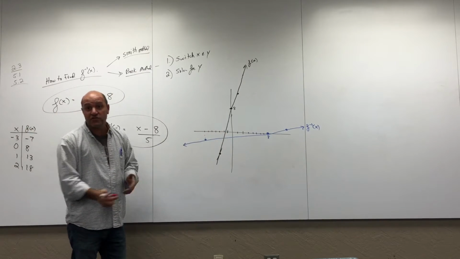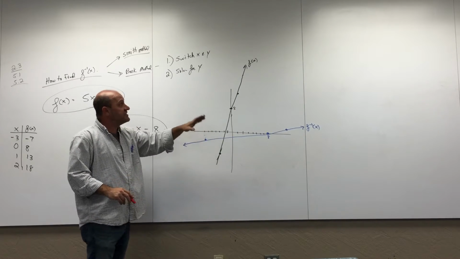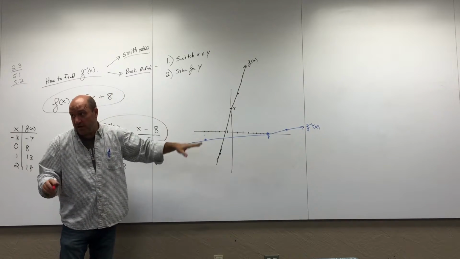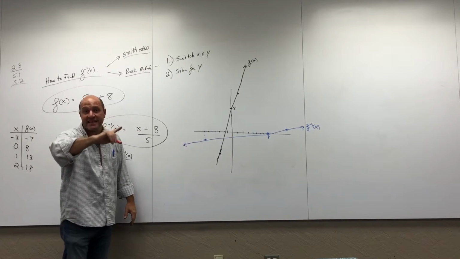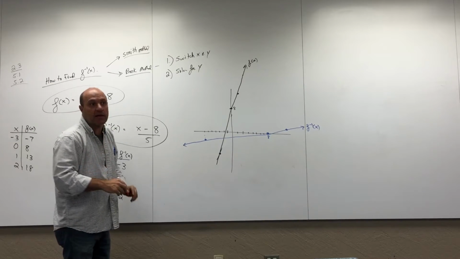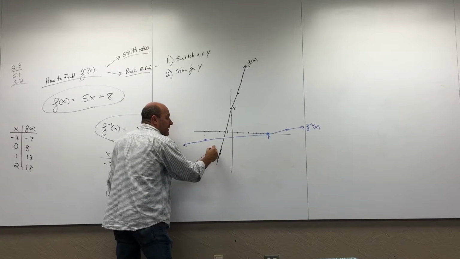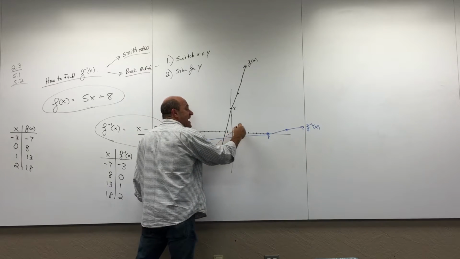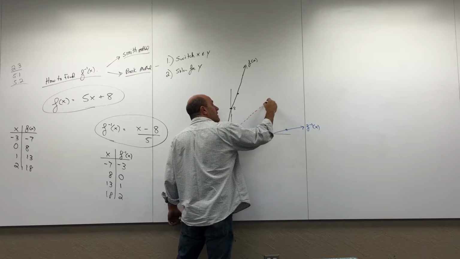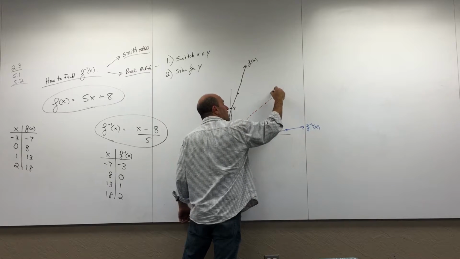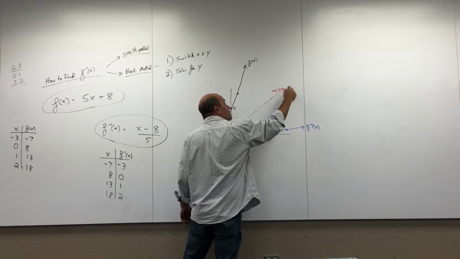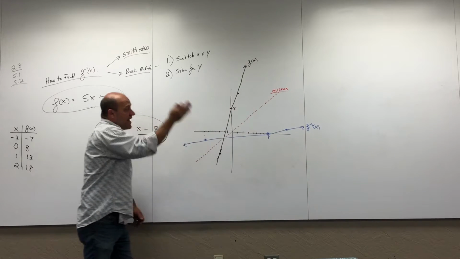And this is always true. Inverse functions have this symmetry. What's kind of hard to see is where the line of symmetry is. The line of symmetry is here. It's this diagonal line right here. This acts like the mirror. This is the mirror, and these two functions are reflections around that mirror.